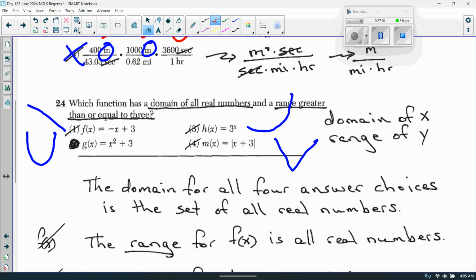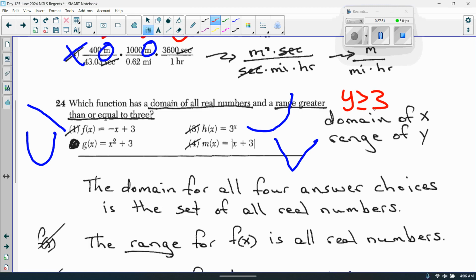Here's the first thing. We're looking for a domain of all real numbers. Here's the funny part. They all have a domain of all real numbers because they all go on forever in both directions. So that didn't help me one bit because they all work. So now all we're really looking for is which one has a range. Remember, range is your y, domain is your x. So which one has a range of 3 or more? So we're looking for y is greater than or equal to 3 range.